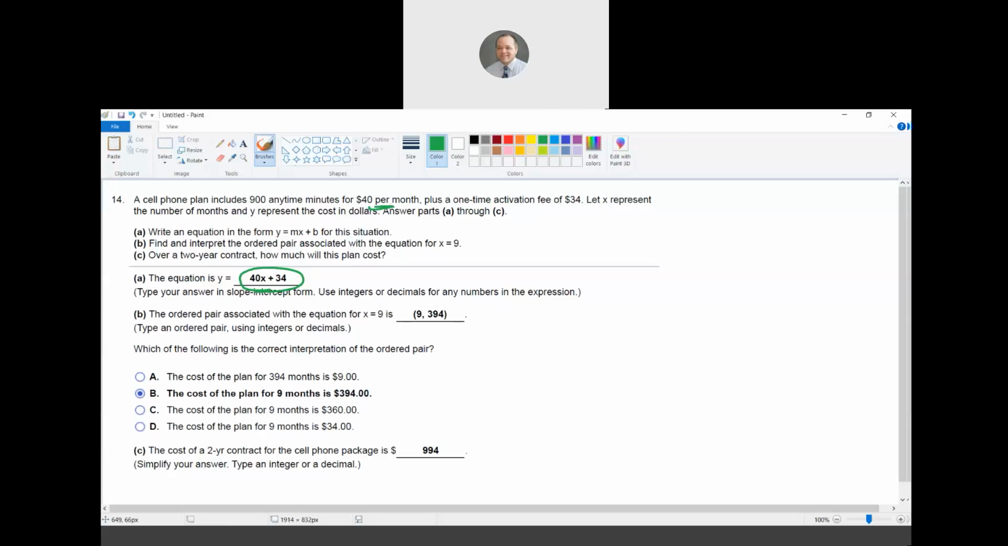Again, there's that keyword per, that means multiplication. So per month, and because X represents the number of months, then that part of our equation is 40 times X. Plus, which means addition, a one-time activation fee of $34. So that's where the 40 plus 34 originated.